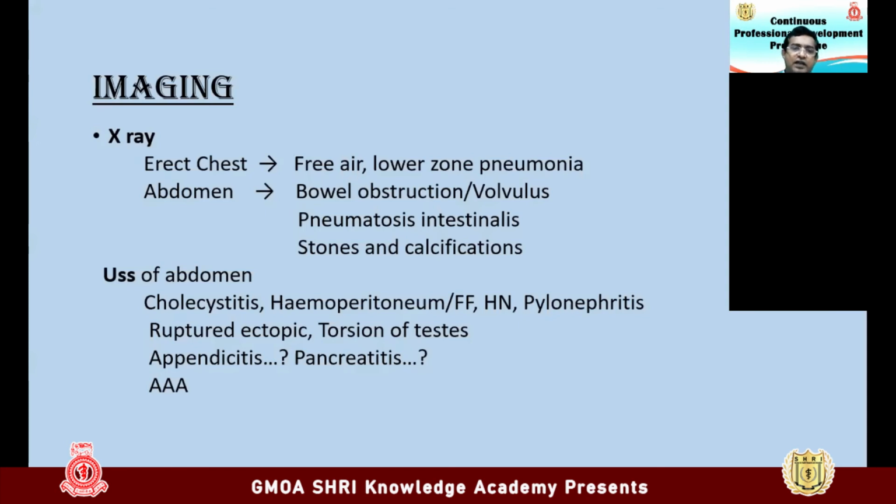And abdominal X-rays will give you the fluid levels. Sometimes you will see volvulus, and you will see pneumatosis in the gut wall, which can be a pathological process or could be due to a non-pathological process. And you will see stones, calcifications when you take a plain X-ray. And then ultrasound scan is useful. You can diagnose a lot of things in ultrasound scan nowadays.